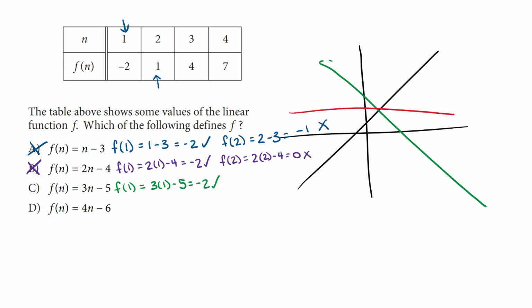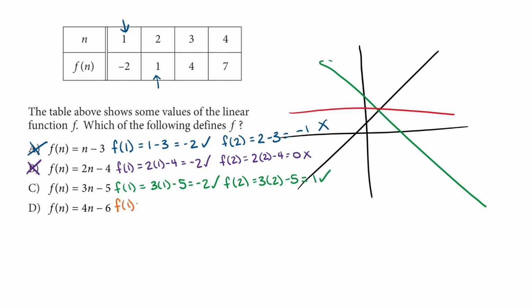So f of 1 works. Let's try f of 2 equals 3 times 2 minus 5, which would be equal to positive 1. So we know that this one probably works. So let's hold on to that. And let's check out letter choice D.